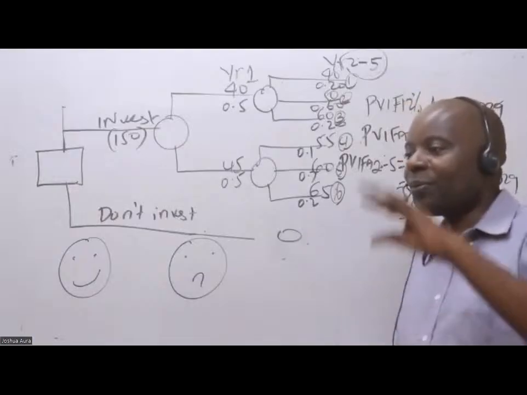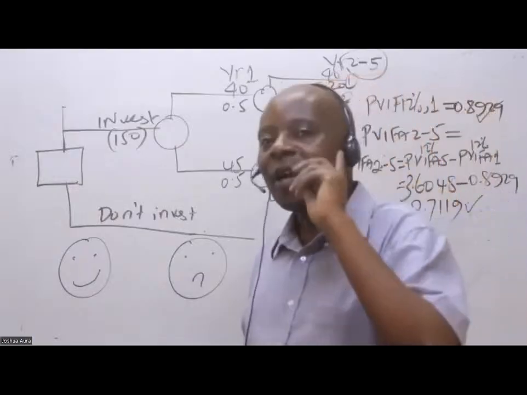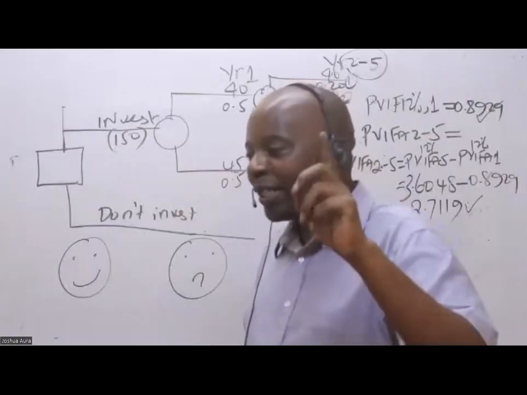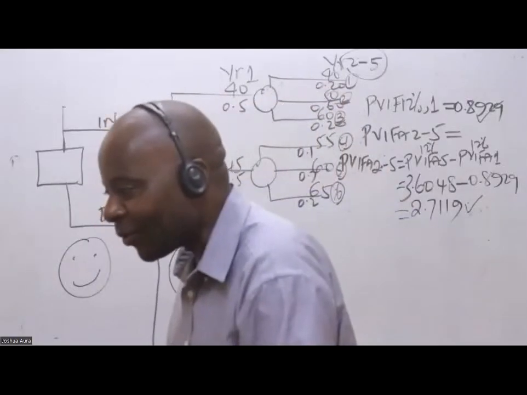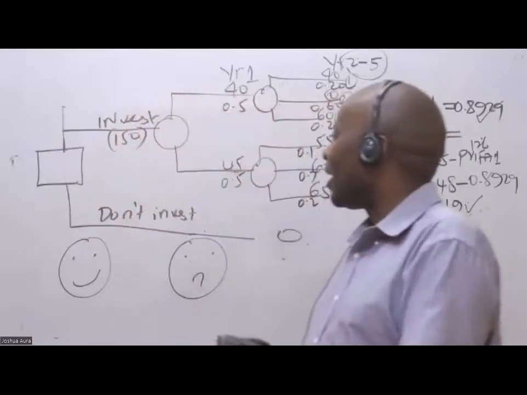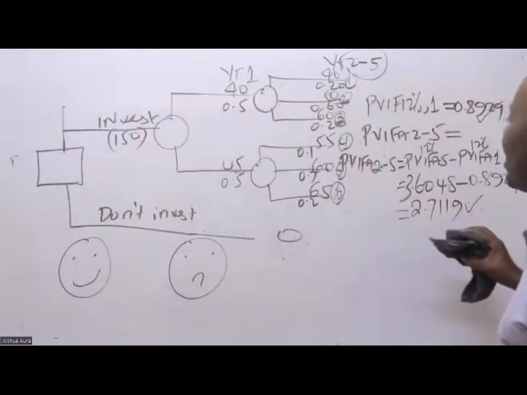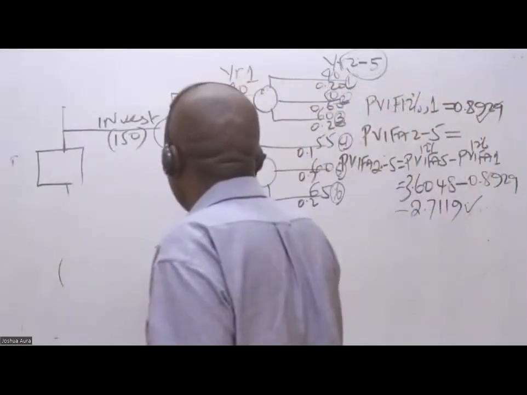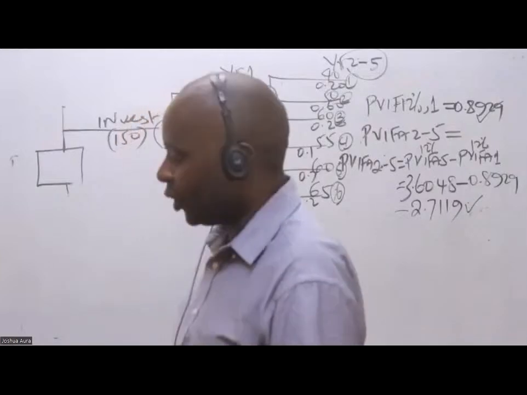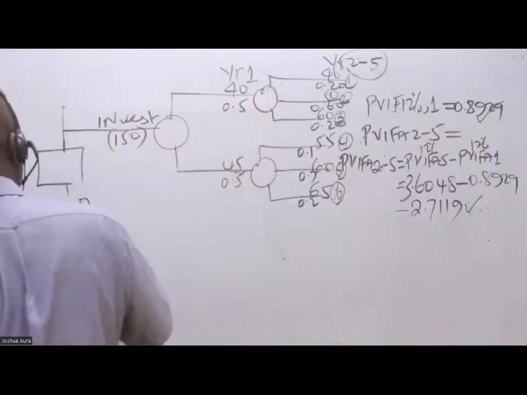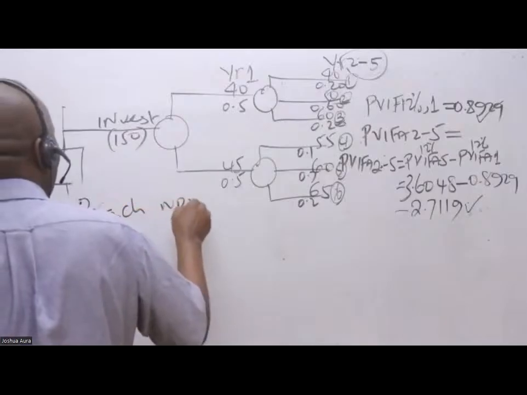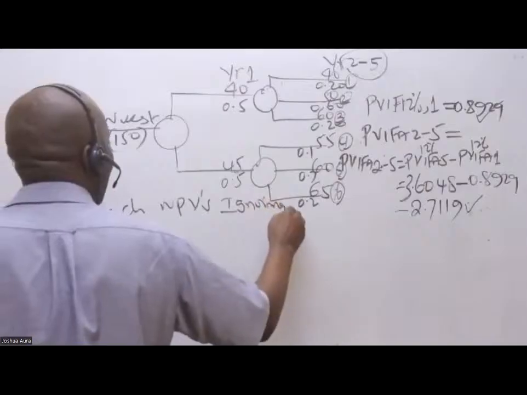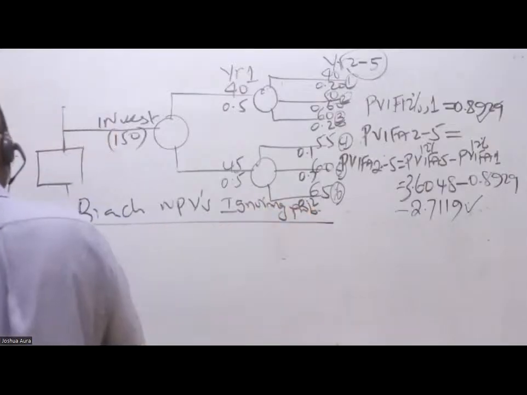Yes, marry those PVFs. The PVF and the PV-FA for year 1, they're always the same. Great. So please go to the branches and give us net present value, ignoring probabilities. So branch number 1.